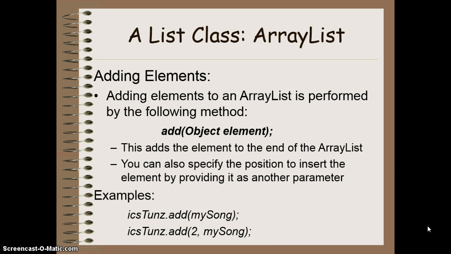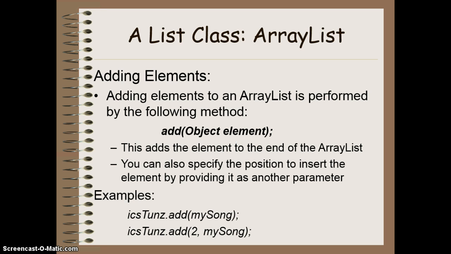Now that I have my list, I need to add elements to it, and that is done simply by using the add method. So I just go ArrayList.add and then provide it the element, or the object, that I want to add to the list. And this will add that element to the end of the list and make that list grow by one more as we go.